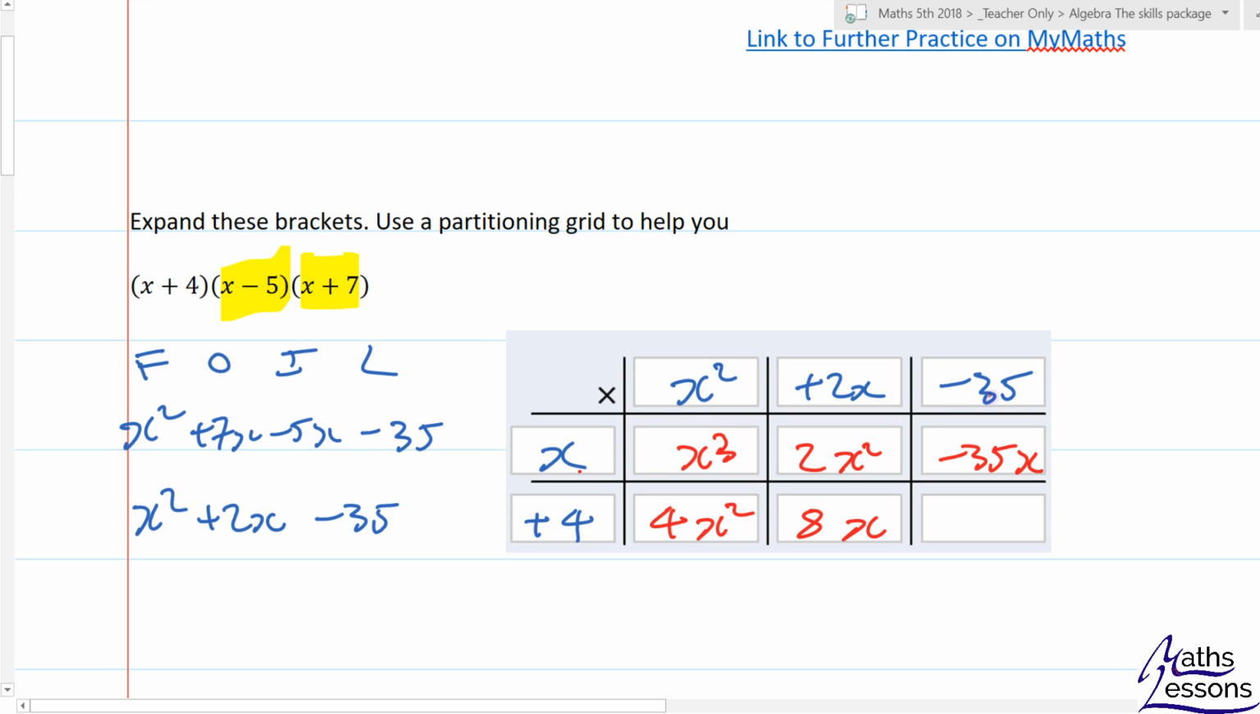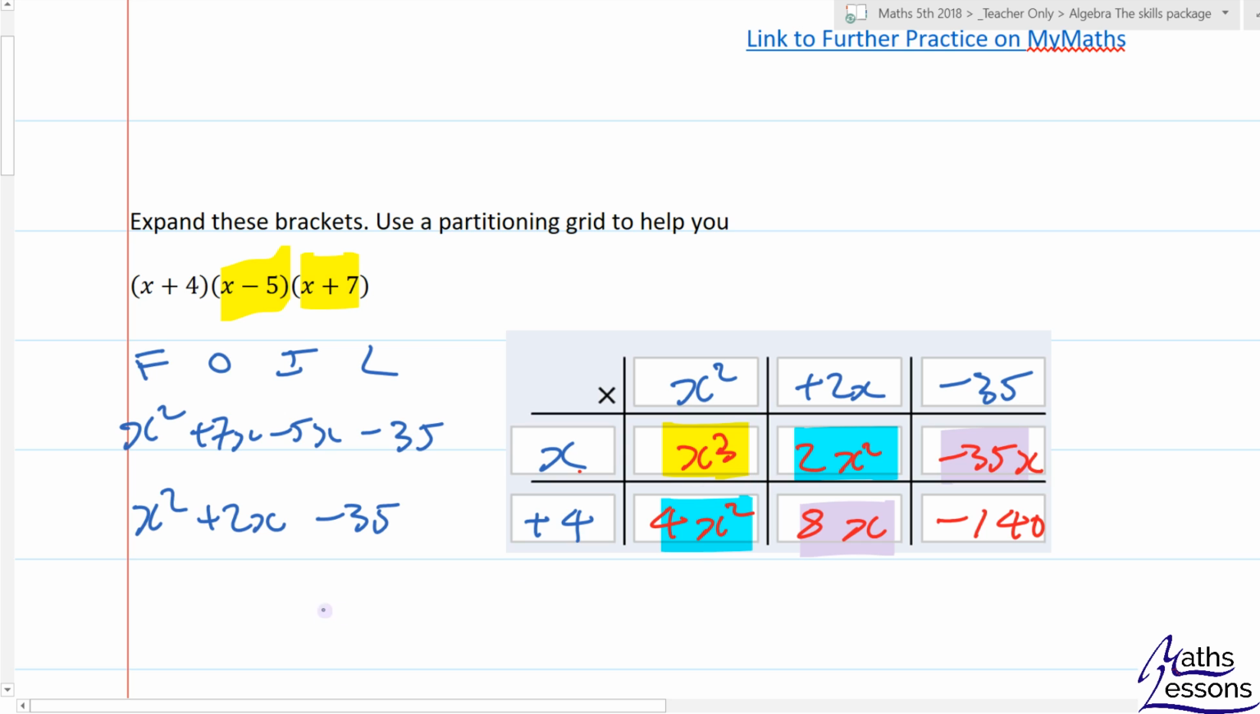4 times 35. 4 times 30 is 120. 4 times 5 is 20, so it's 140. Plus times a minus gives us minus 140. And then we can just write out cubes, squareds, all the x's, and then the number left over.